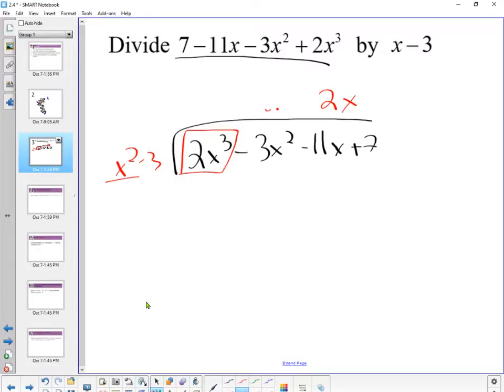Because see how all the x's line up? I want to make sure that I have every single space. Then I'm going to multiply it out. So I've got 2x times x squared is 2x cubed. What is 2x times negative 3?